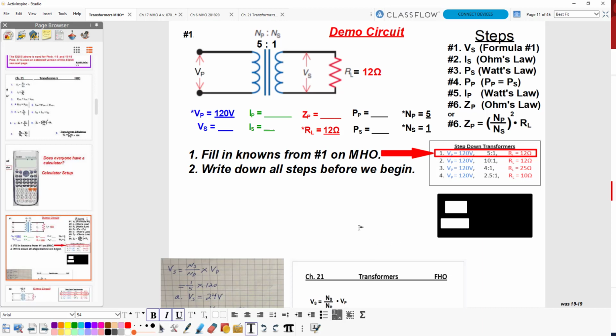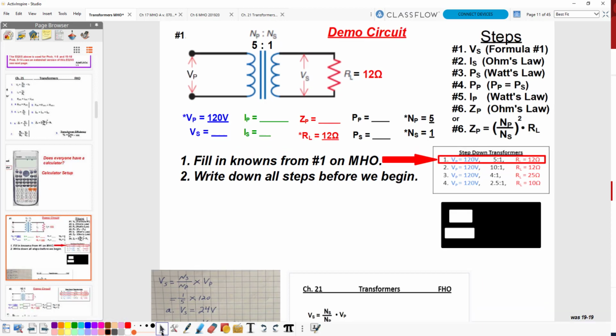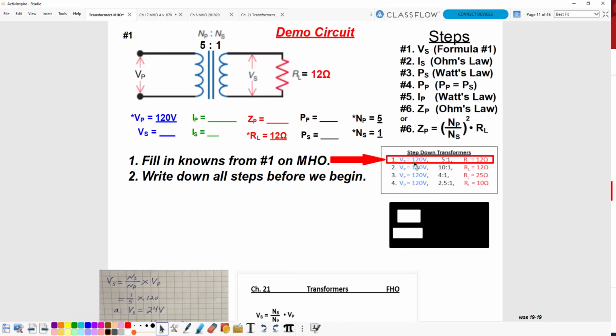Alright, so I'm going to begin here. You see that I have filled in my known values. I had 120 volts on my primary, which I filled in here. It is a 5-to-1 step-down transformer. I fill that in here, and the RL is 12 ohms.